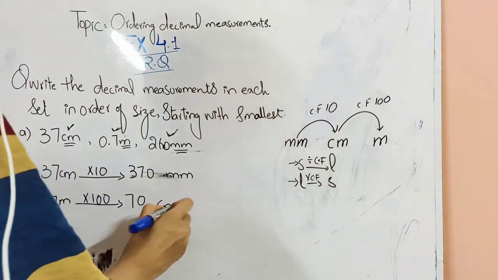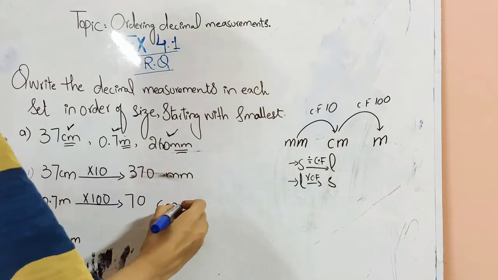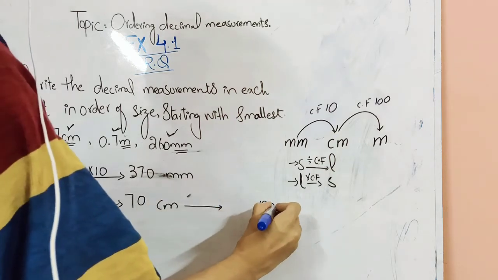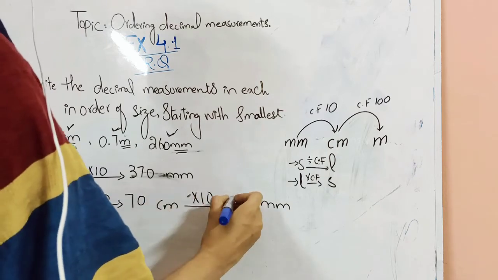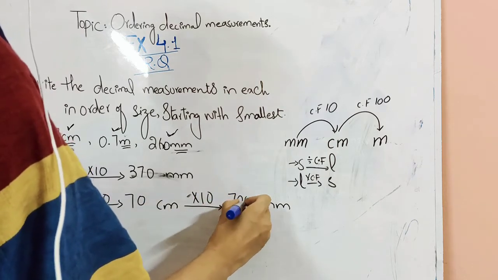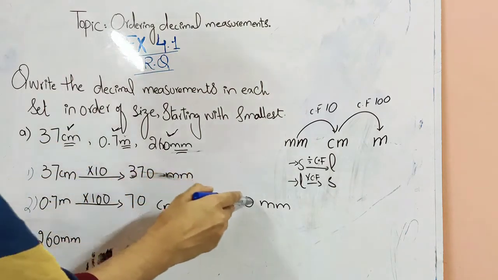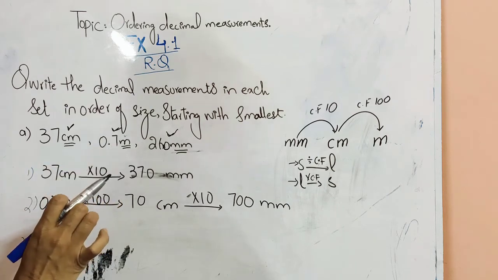And now this is still centimeter. We are converting into millimeter, so I have to convert 70 into millimeter. My conversion factor is 10 here, so I will multiply by 10. 70 multiplied by 10 will be 700. Now both values are converted into millimeter. Now 260 millimeter is already in millimeter.